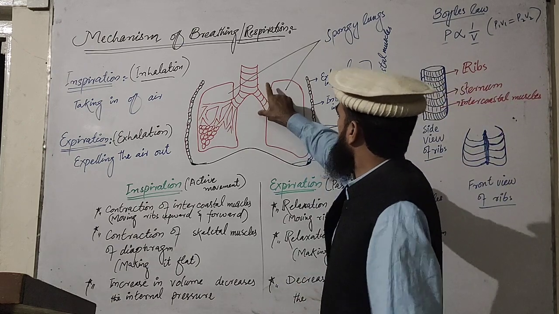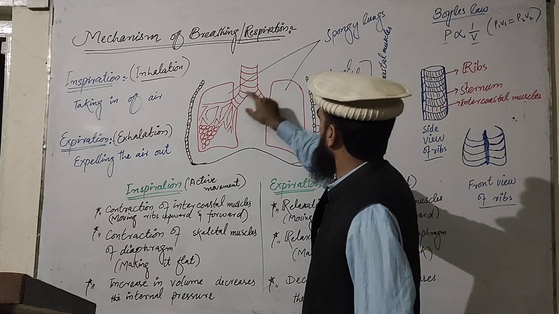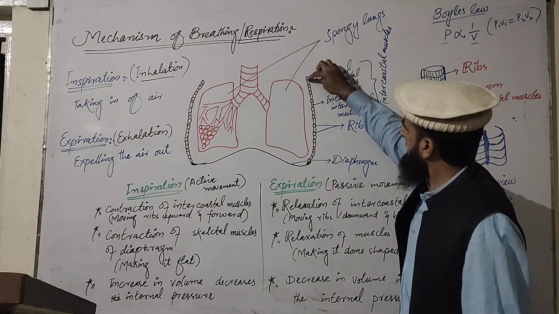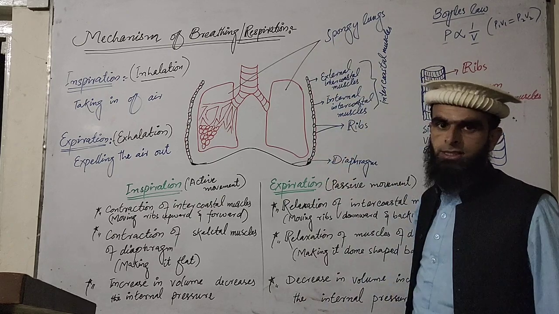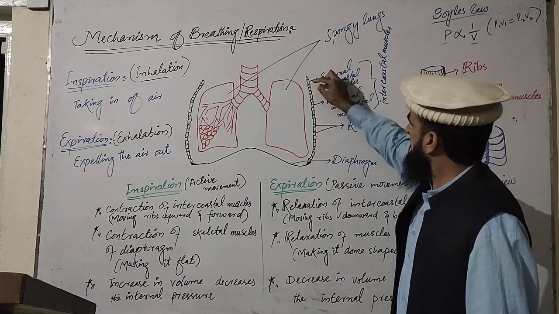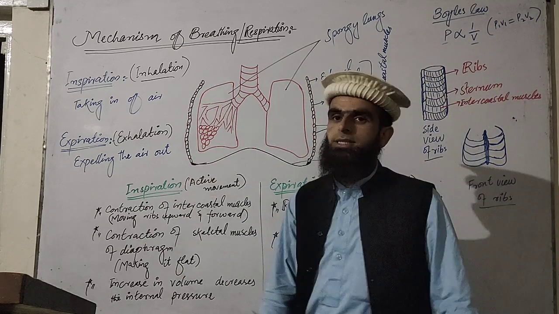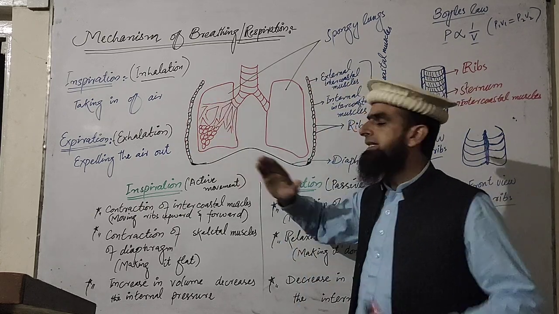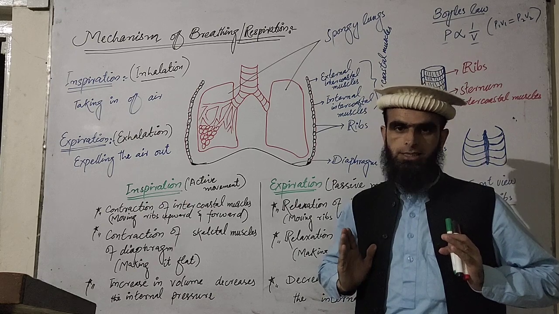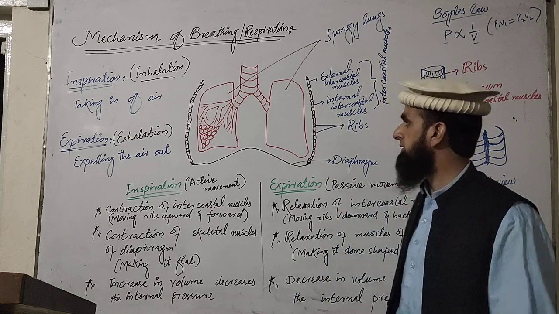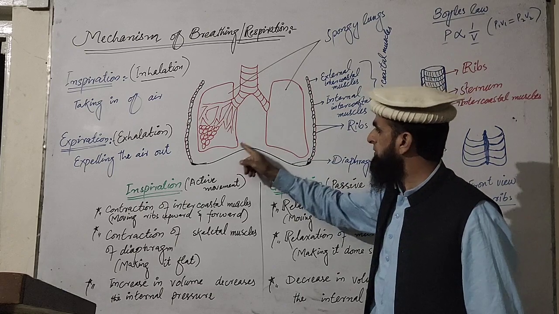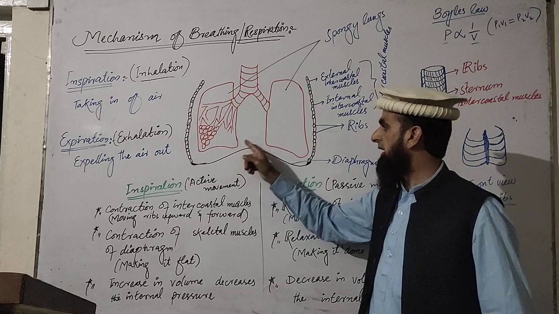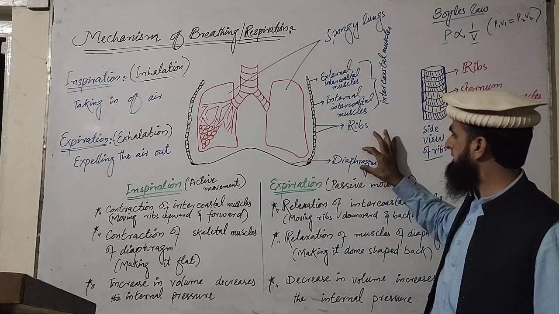So once again, we are discussing the diagram. This is the trachea, bronchi, bronchioles, and these are the lungs. In the previous class, we discussed that these are the ribs which have been cut. So these are the ribs on both sides. There are 12 pairs of ribs making a chest wall on the sides of the lungs. It has been discussed in the previous class. Below the lungs, there is a dome-shaped structure called the diaphragm. It is made of skeletal muscles. So this is called the diaphragm.